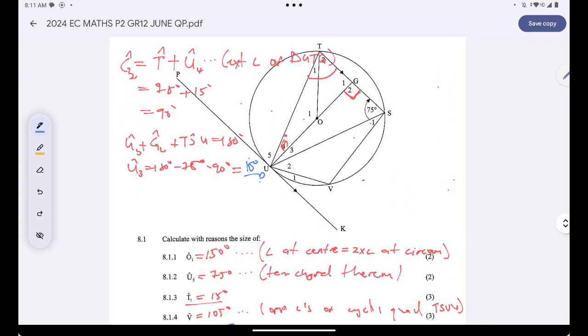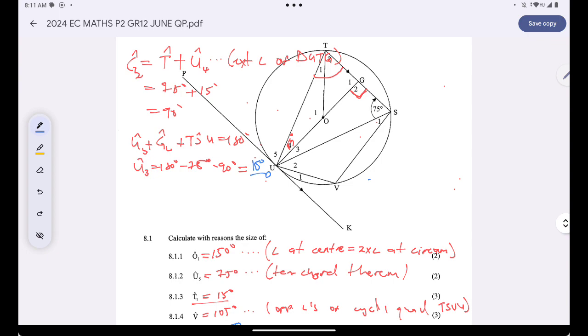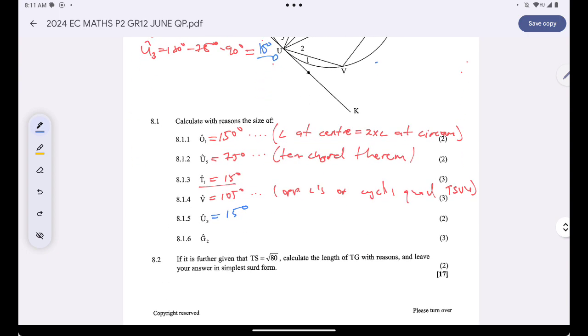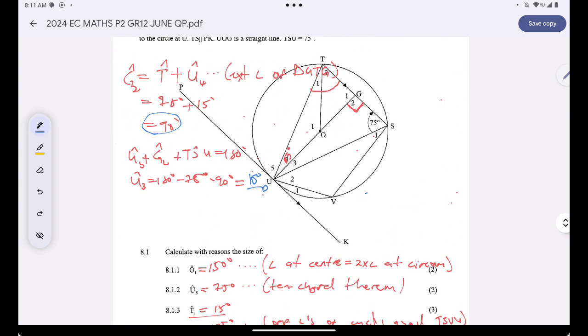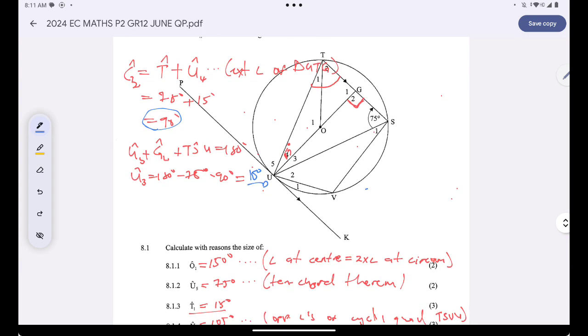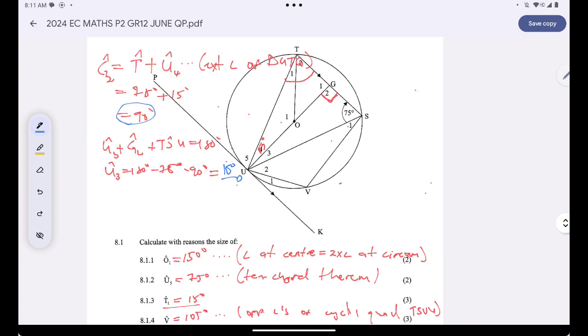Oh wow, they want us to find G3 now. Or G2, but we did find G2. Guys, we found G2 here first before we went and found U3. Maybe there was a quicker way to find U3, right? Okay, let's deal with that quicker way.